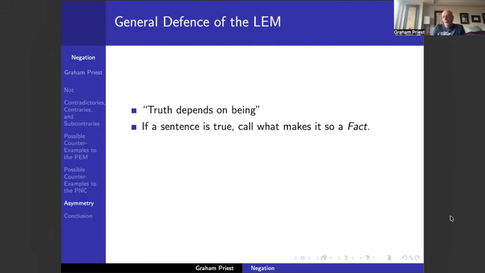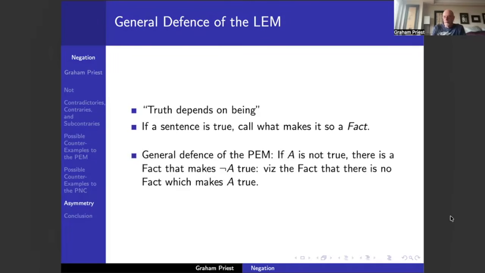All right, so let's come back to excluded middle. Here's a general defense of it, and it goes as follows. Suppose that A is not true, then there is a fact that makes not A true. What is it? Namely, the fact that there's no fact that makes A true. So there's always a fact that makes either A or not A true. If there's no fact that makes A true, that very fact is sufficient to make not A true.